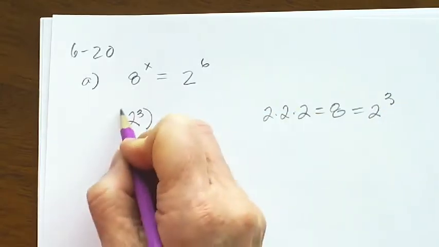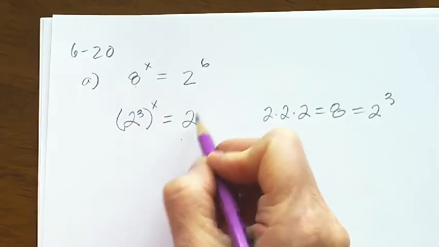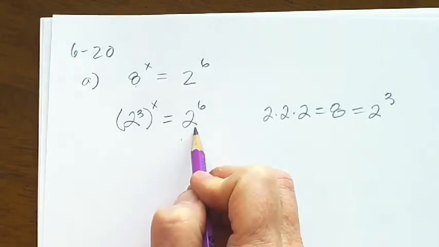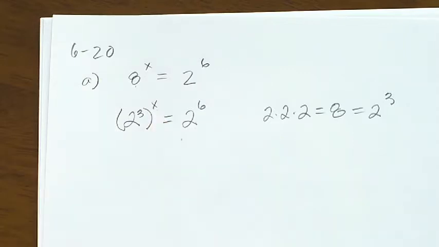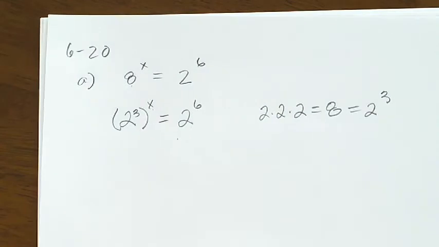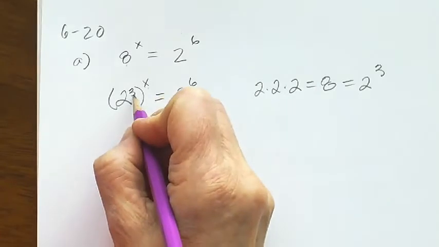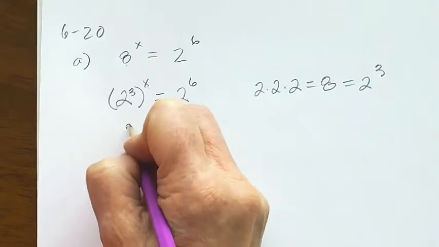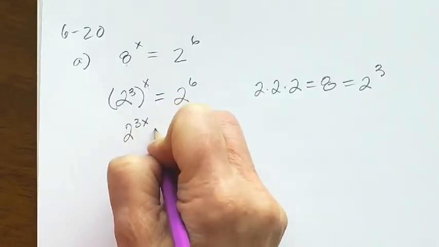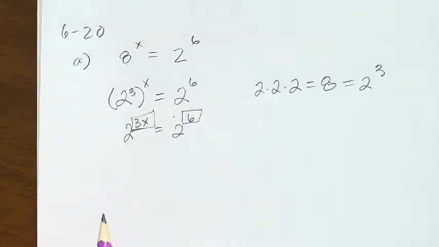So this is 2 to the third raised to the x power. And we're trying to figure out what x is, if that is equal to 2 to the 6. So remember, when you're raising a power to a power, this is leading into what we'll be doing in the next couple of lessons. You're going to need to know all of your laws of exponents. That means that when you're raising a power to a power, you multiply the exponents. So 2 to the 3x equals 2 to the 6. Okay, so that means 3x must be equal to 6.